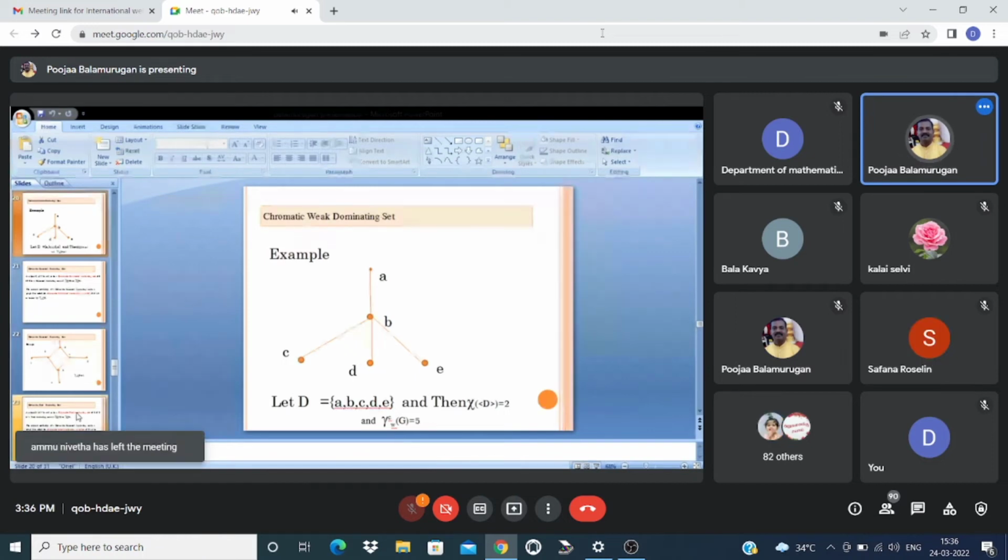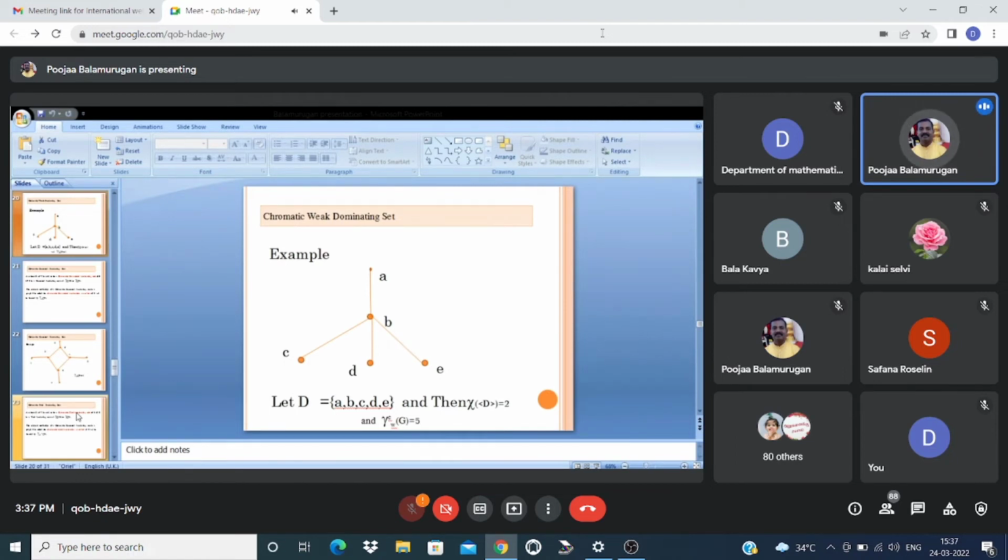And another result, FW of G, the chromatic weak full number, not the weak full number. The weak full, strong full and DOM full sets were already defined by Dr. E. Sampath Kumar and Pushpalatha in the paper Strong weak domination and balance in a graph, written in 1996, I think. So these results are published in that paper.